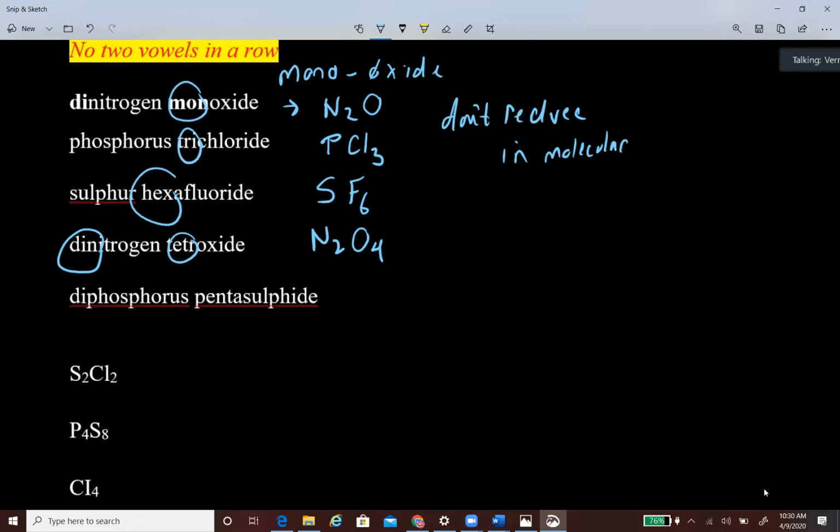Okay. The last one is diphosphorus, so P2, pentasulfide. How many of you know what this is?